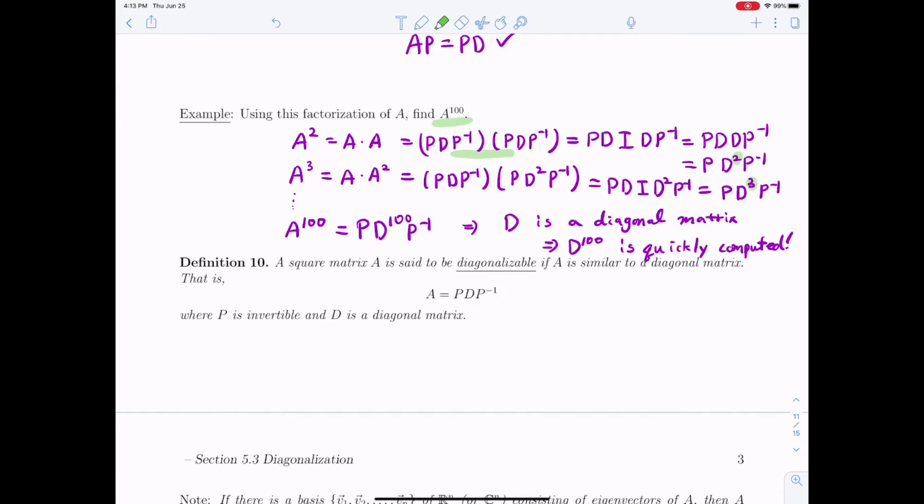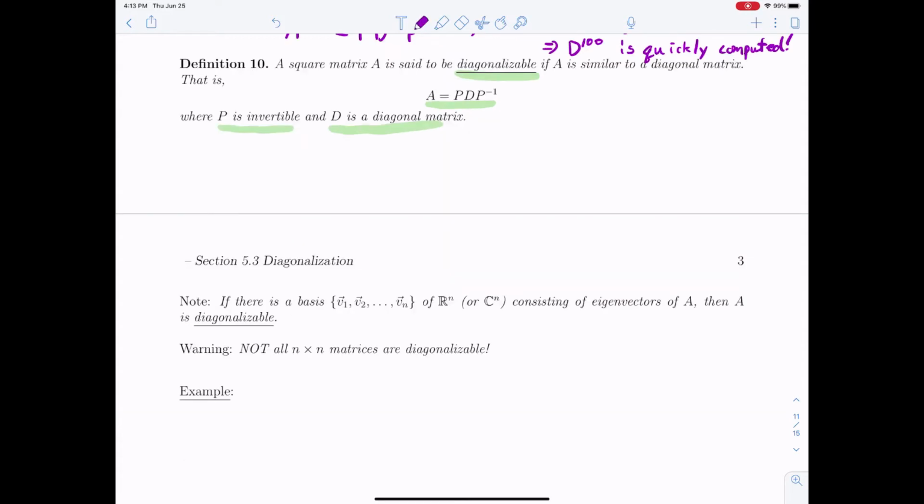So let's discuss when we can do this kind of procedure. A square matrix A is said to be diagonalizable if A is similar to a diagonal matrix, or in other words, A is given by PDP inverse, where P is an invertible matrix and D is diagonal. To form the invertible matrix, we need to have n linearly independent eigenvectors. So if there is a basis v1 through vn of R^n or C^n consisting of eigenvectors of A, then A is diagonalizable. But if that is not the case, then we cannot diagonalize the given matrix. So not all n by n matrices are diagonalizable.